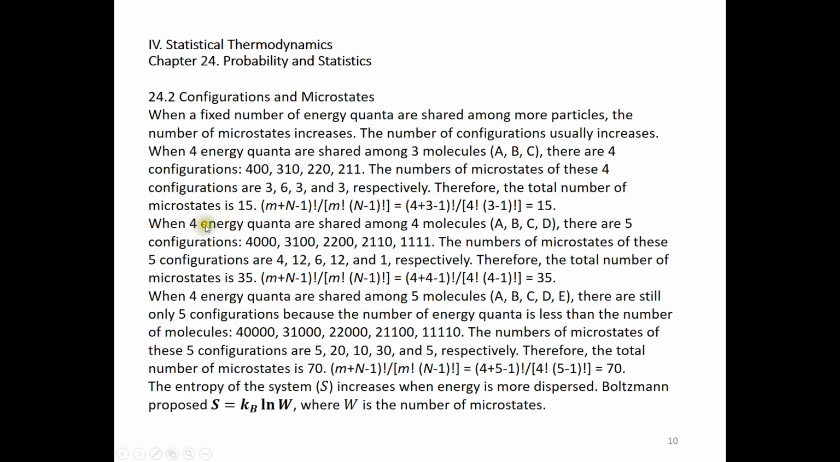What if we share 4 energy quanta among 4 molecules? Then we have 5 configurations. One molecule gets all 4 quanta, one molecule gets 3, the other gets 1, 2 molecules get 0, etc. We have 5 configurations. The number of microstates associated with those different configurations are 4, 12, 6, 12, and 1. Alright, why 12 here? You can see we have 3, 1, 0, 0. So these 2 numbers are the same, but other numbers are just different. We have 3 energy quanta and 1 energy quantum, and then 0 and 0.